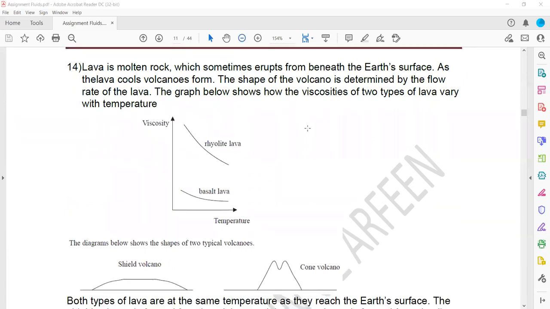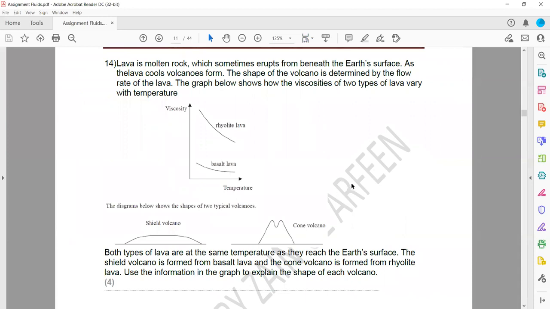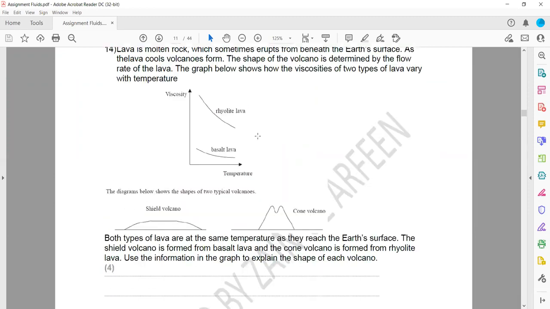In question 14, lava is a molten rock which sometimes erupts from beneath the Earth's surface. As the lava cools, a volcano forms. The shape of the volcano is determined by the flow rate of the lava. The graph below shows how the viscosity of the two types of lava changes with temperature. So we have rhyolite lava and we have basalt lava. You can see rhyolite lava is having a greater viscosity than basalt.